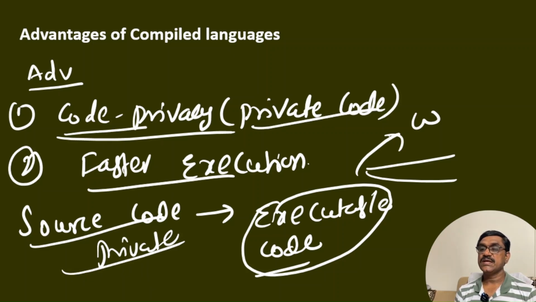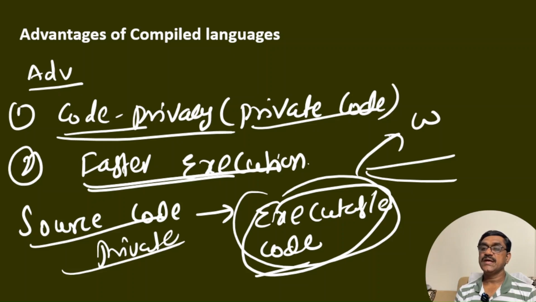Now, coming to the second advantage, faster execution. Why is it faster execution? I said that the compiler is going to convert the source code into executable code in one go. That means at a time, all the instructions are converted from the source code into executable code, and this executable code can be executed by any other machine with the help of, what do you say, operating system. That means the execution is very fast when you use the concept of compiler.